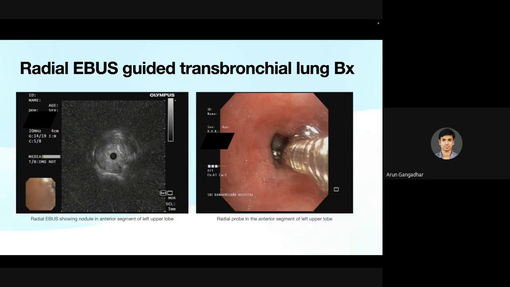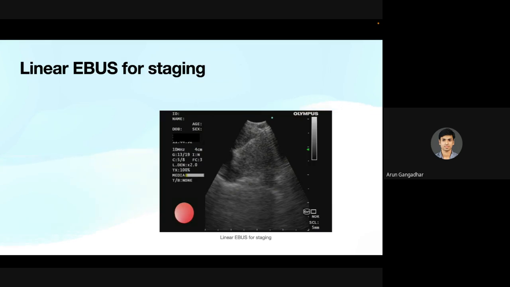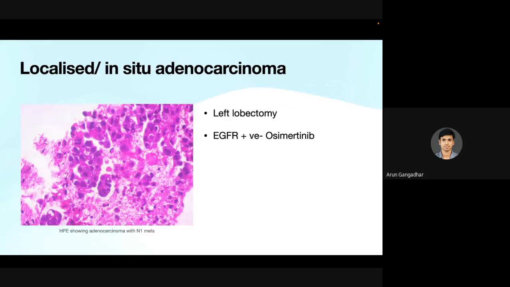And for this patient, because the CT showed a bit of mediastinal lymph nodes as well, we did a linear EBUS for staging. The immediate proximate lymph node was negative, and the biopsy from the radial EBUS showed adenocarcinoma in situ, which is a localized adenocarcinoma, which means the patient is amenable for curative surgery. So as such, we took him up for a left lobectomy, which was curative in fact.